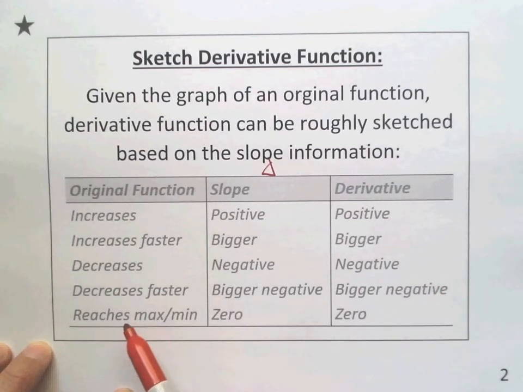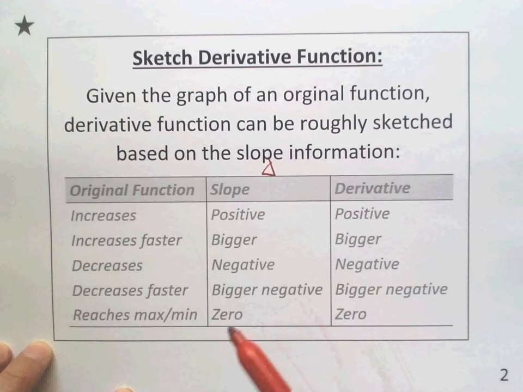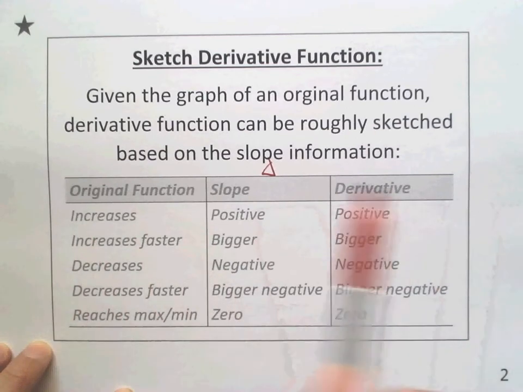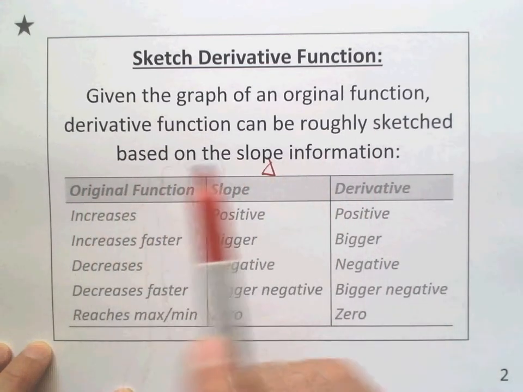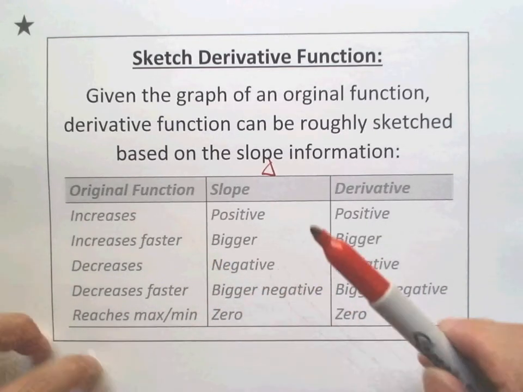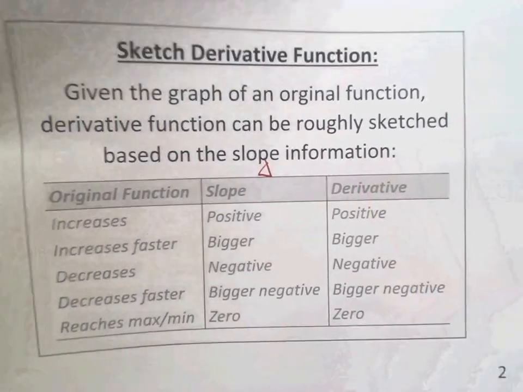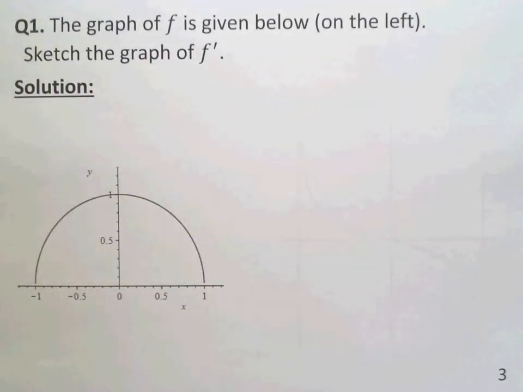And if the original function reaches the maximum or reaches the minimum, usually we will have 0 on the slope, which means the tangent line is horizontal. Okay, the tangent line is horizontal, which means the slope is 0. Therefore, the derivative is 0. And this is the basic information we need. Okay, so all this information is basic. Now we use this basic information so we can graph by ourselves.